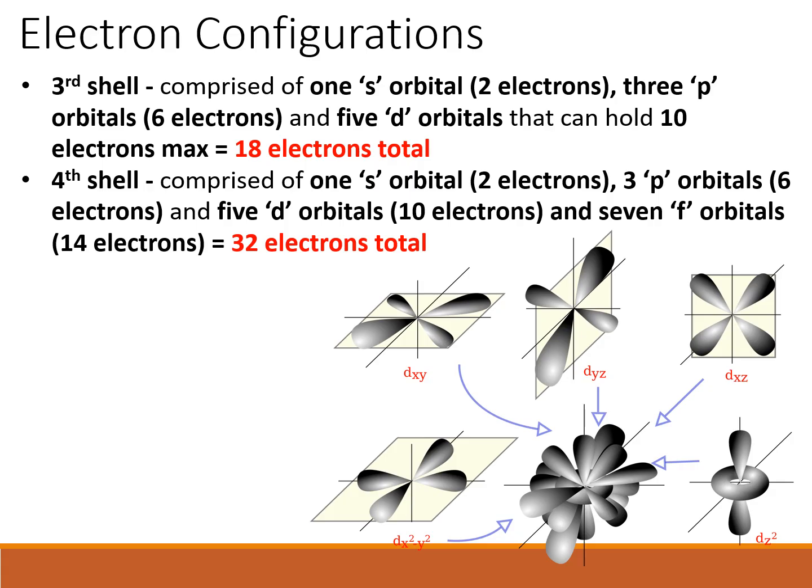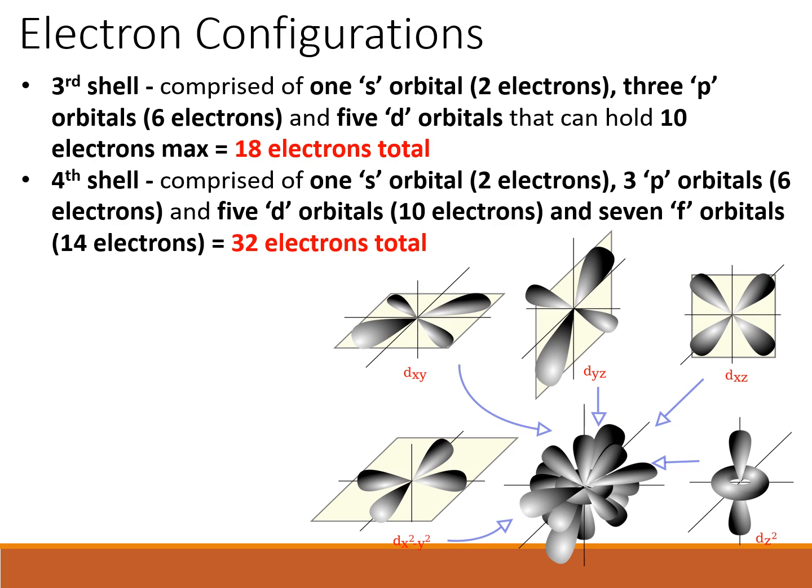But here's the thing, folks. Spoiler alert. Only the s and p orbital electrons are capable of participating in bonding reactions. In other words, only the s and p orbitals can form bonds. We don't care about the d, and we don't care about the f.